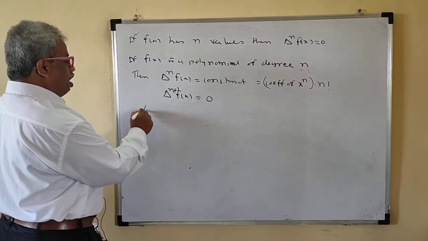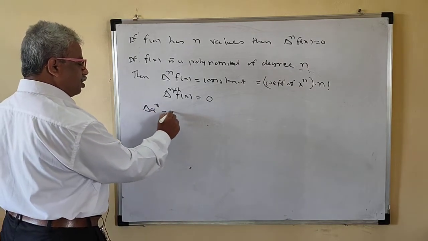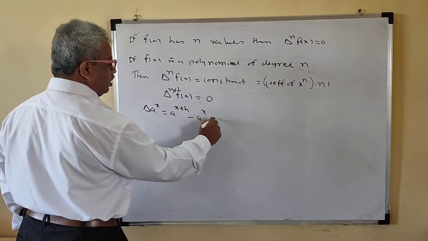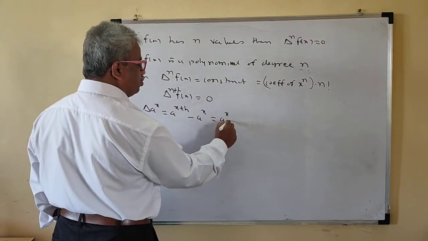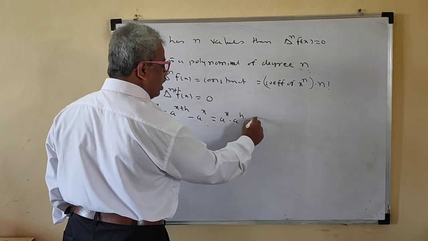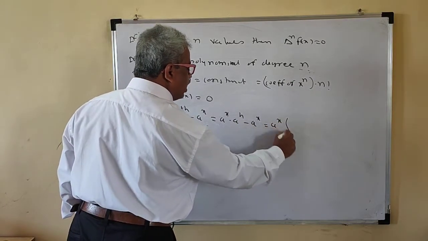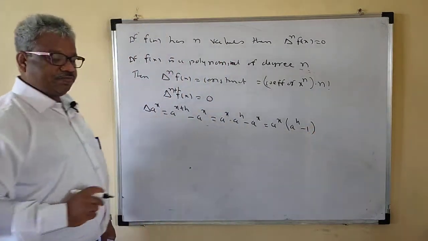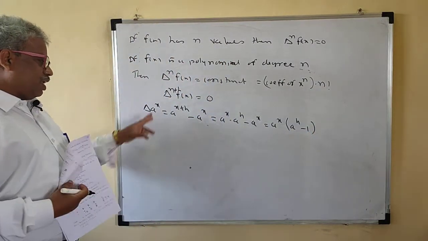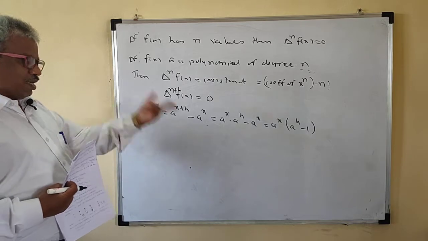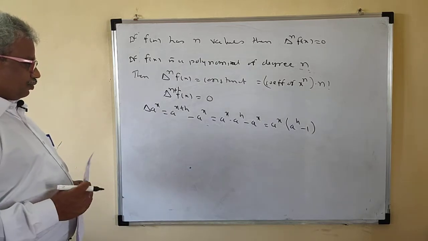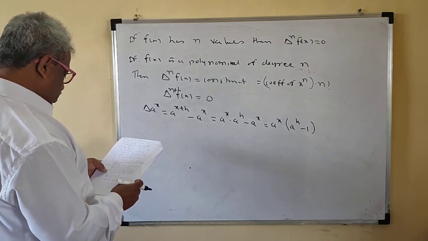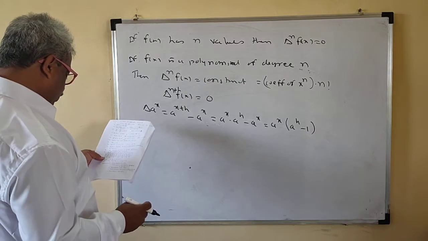Now suppose you have a raised to x. How can we apply this? a raised to x plus h minus a raised to x. This is a raised to x times a raised to h minus a raised to x. You can take a raised to x common. This is a raised to x times (a raised to h minus 1). Similarly, you can put here e, whatever the base. So you should remember this also as a formula.